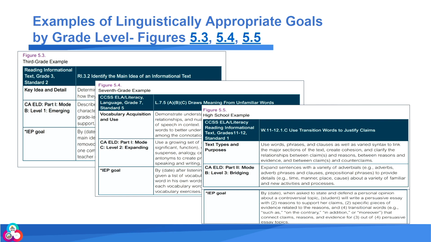Finally, for our high school example, I know we oftentimes neglect our high school friends. You have the standard up at the top, using transition words to justify claims, specific to text types and purpose. The ELD standard that supports this, and will give you ideas on linguistic supports and what the IEP goal might look like. Again, these are just examples. You might already be looking at this and thinking, no, I would have worded it different, and that's great. That is great, because that means that you're thinking about particular students that you work with, and you have a variety of ideas in your pedagogical repertoire to support students.